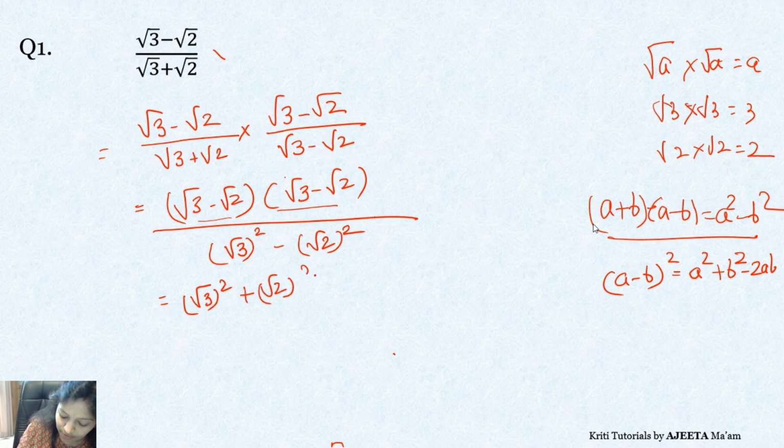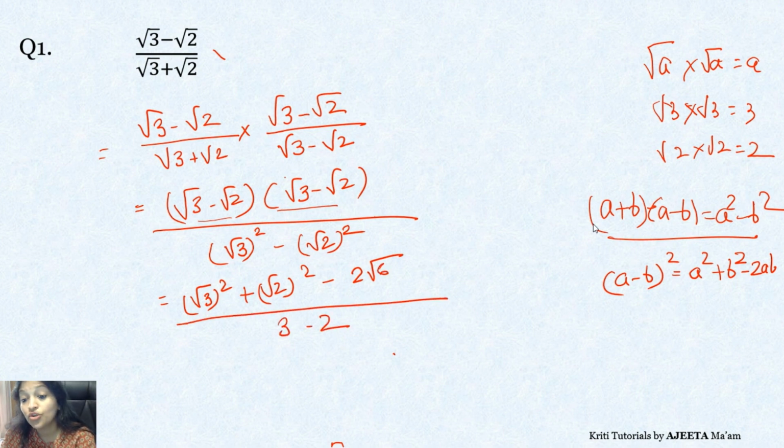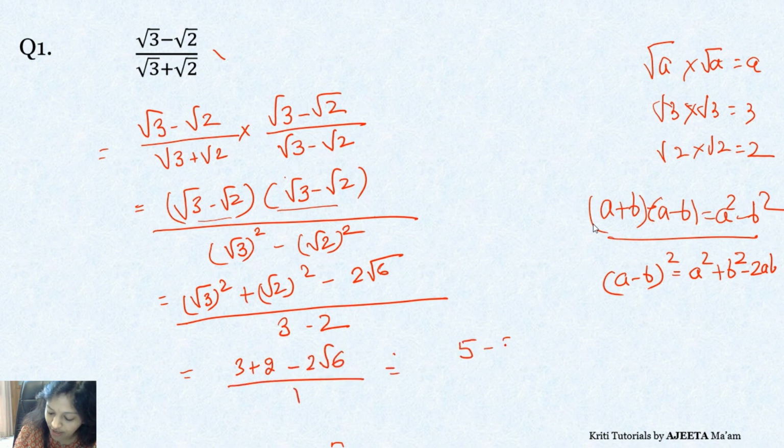Root 3 square plus root 2 square minus 2 root 6. Now here in the denominator we get only 3 minus 2. So the denominator has become very simple now. Correct? So what do you get? 3 plus 2 minus 2 root 6 upon 1. So what's your answer? 5 minus 2 root 6. Correct? So this is what the correct answer is.